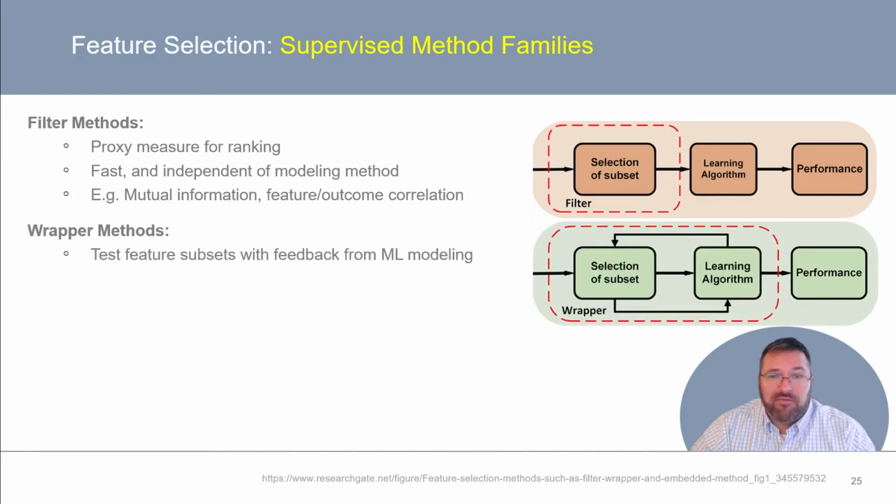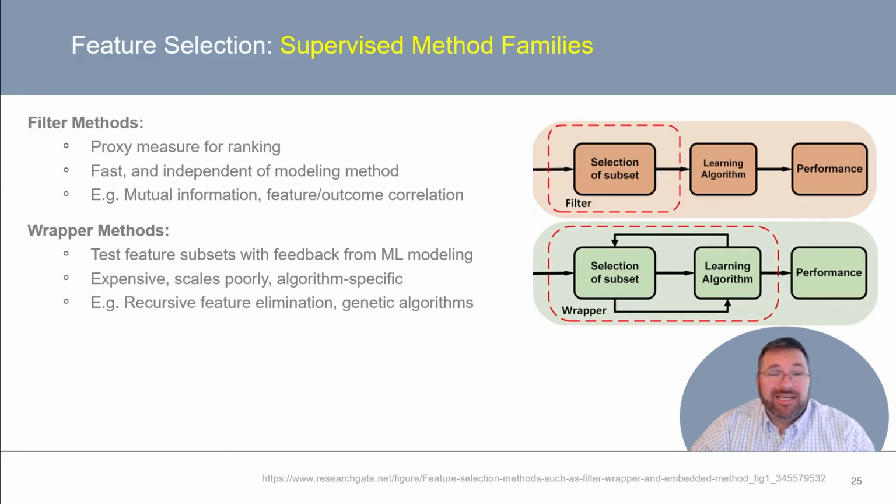The second family of feature selection methods are wrapper methods. These methods test feature subsets using machine learning modeling, removing features by trial and error. Wrapper methods are computationally expensive. They scale poorly as datasets become larger, and they're susceptible and biased to the assumptions being made by the machine learning algorithm used by the wrapper. Specific examples of wrapper methods include recursive feature elimination and genetic algorithms.